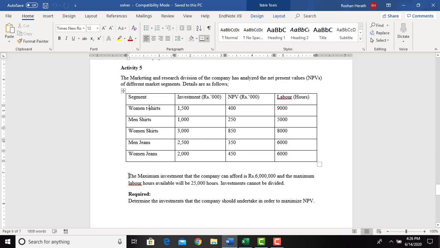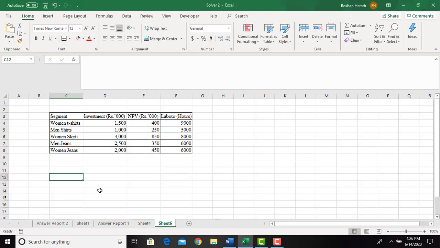Okay. Now let's take these constraints as well. When it comes to the constraints, I might take it down somewhere over here. The investment constraint is there: the maximum money that is available to you. How much?